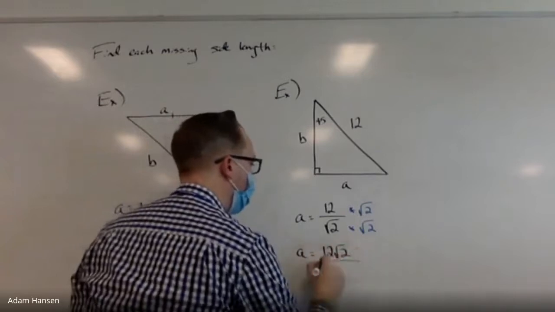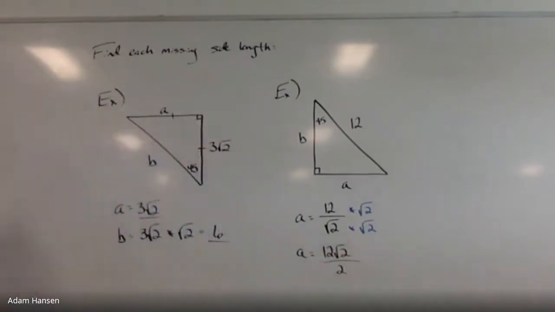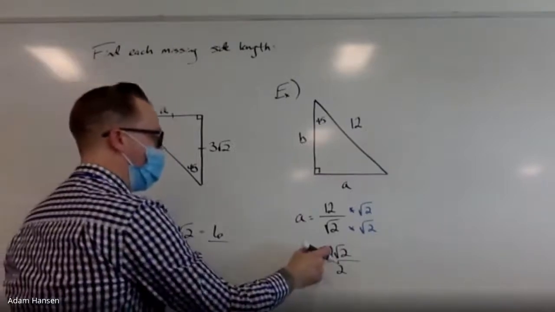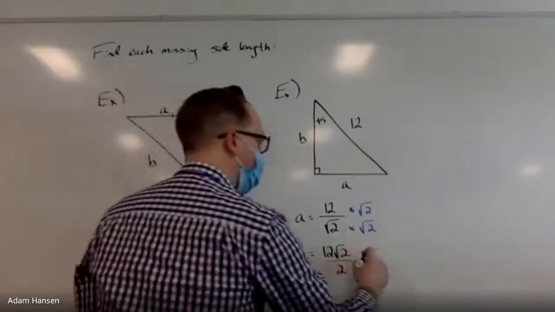12 root 2 over 2. 12 times the square root of 2 is 12 root 2. Root 2 times root 2 just makes 2. What did you say, Parker? Sorry. That's 6 root 2. How are you getting 6? 12 divided by 2. I can reduce that down. That's just 6 root 2. Yeah.